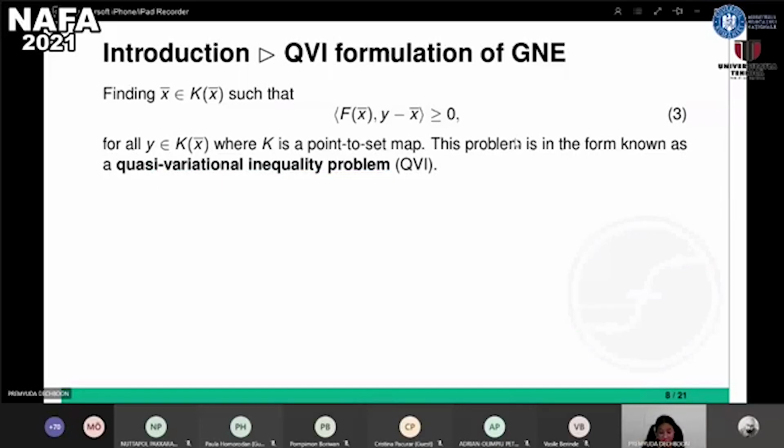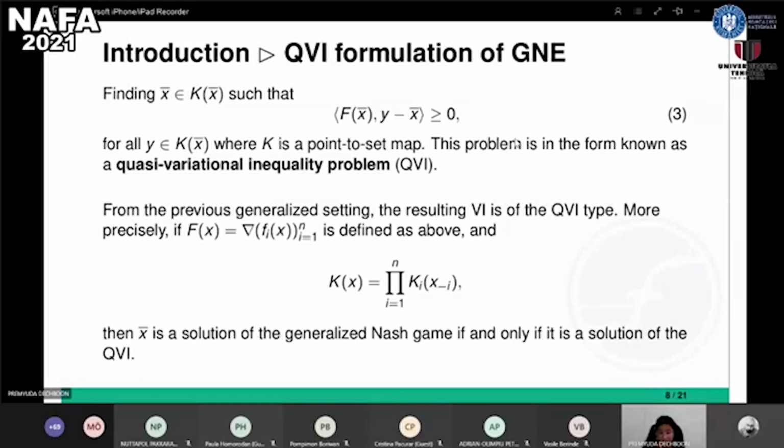That is, we change this set to be the set-valued mapping, where we set the set-valued mapping K equal to the product of all stability sets Ki.